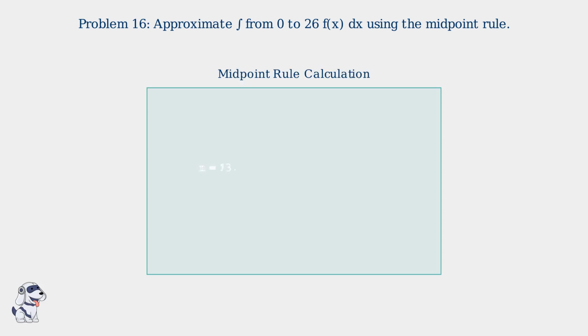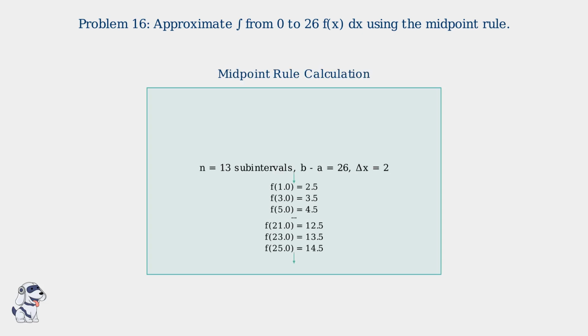For the calculation, we have 13 subintervals with width 2. We evaluate f at each midpoint and sum those values. Then multiply by the width to get the approximation.